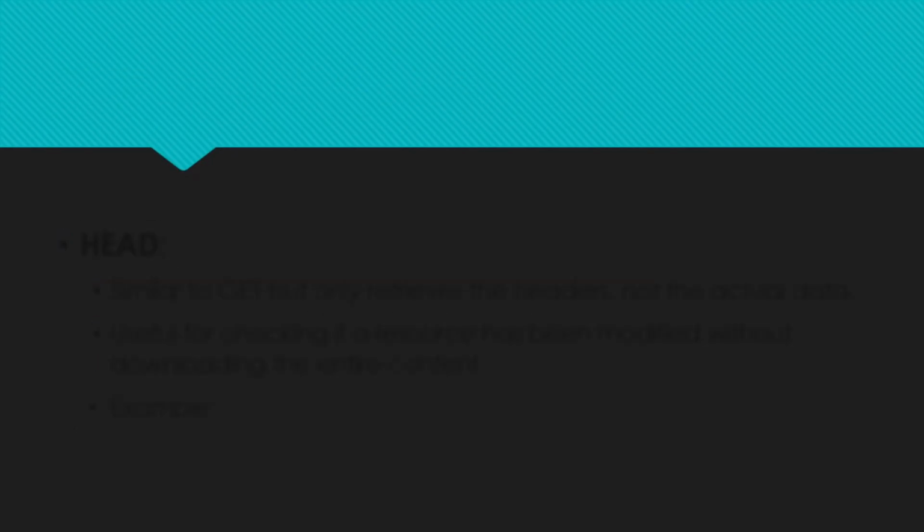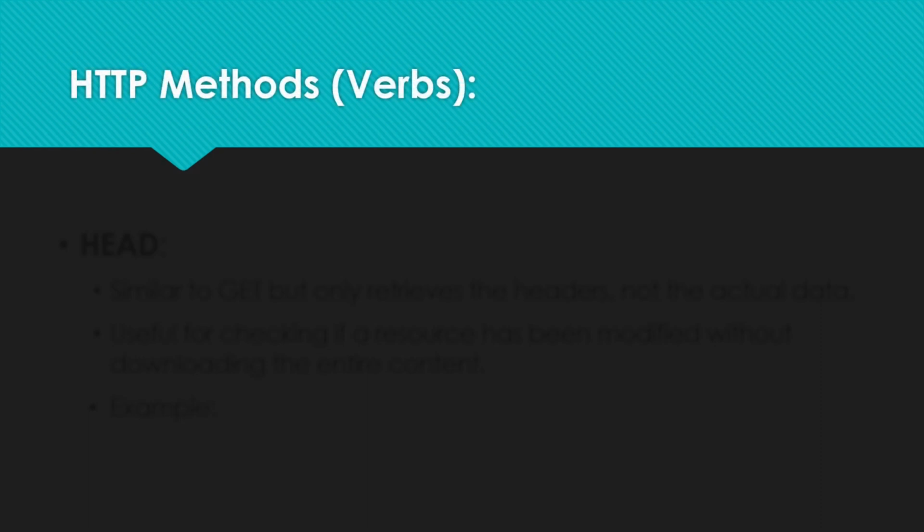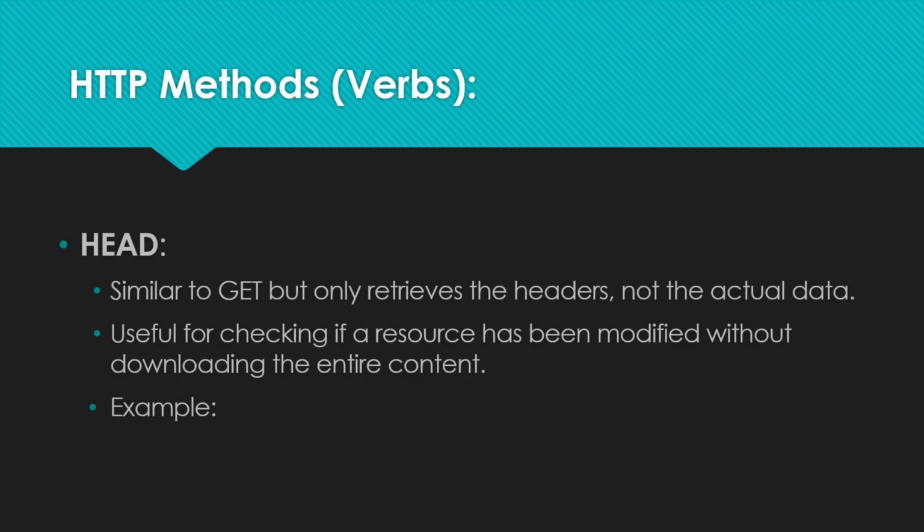Now we'll talk about the HEAD method in the HTTP methods. HEAD, as the name suggests, is similar to GET but only retrieves the headers and not the actual data. This method is often used while debugging something because we can check if some resources have been modified without actually downloading the entire content from the web, saving some bandwidth. In the example at the bottom, HEAD, we are mentioning the resource and the HTTP version.